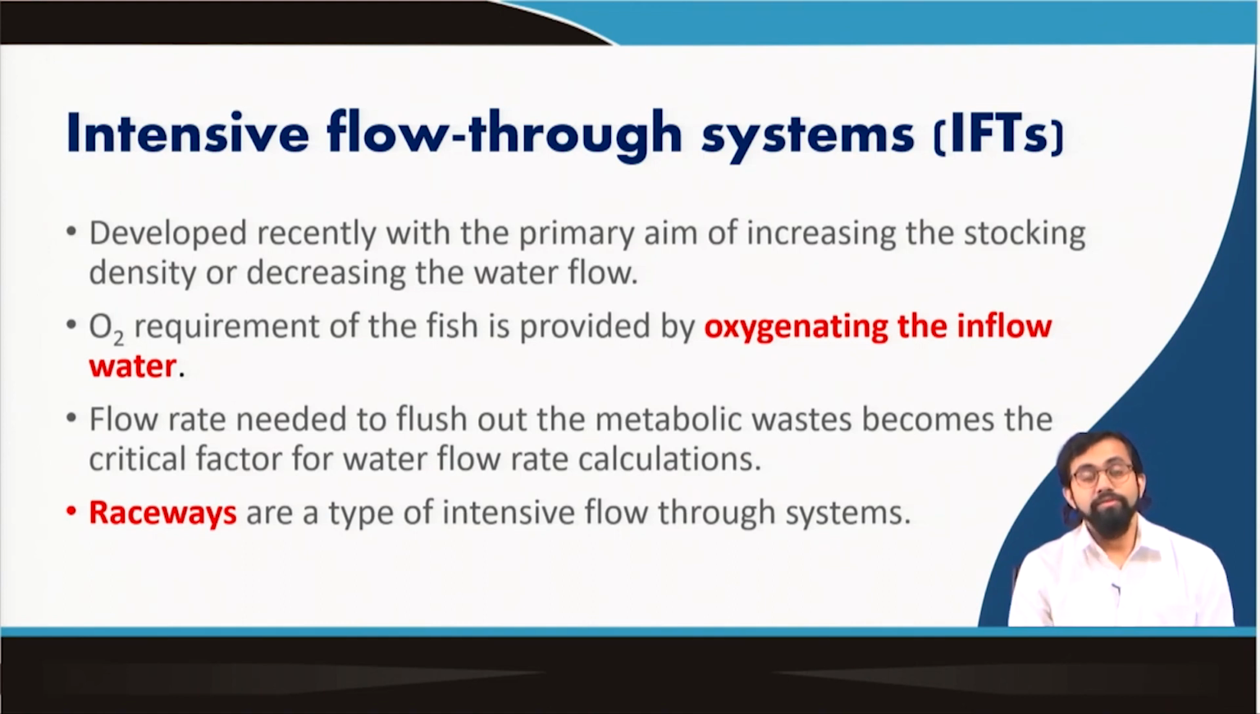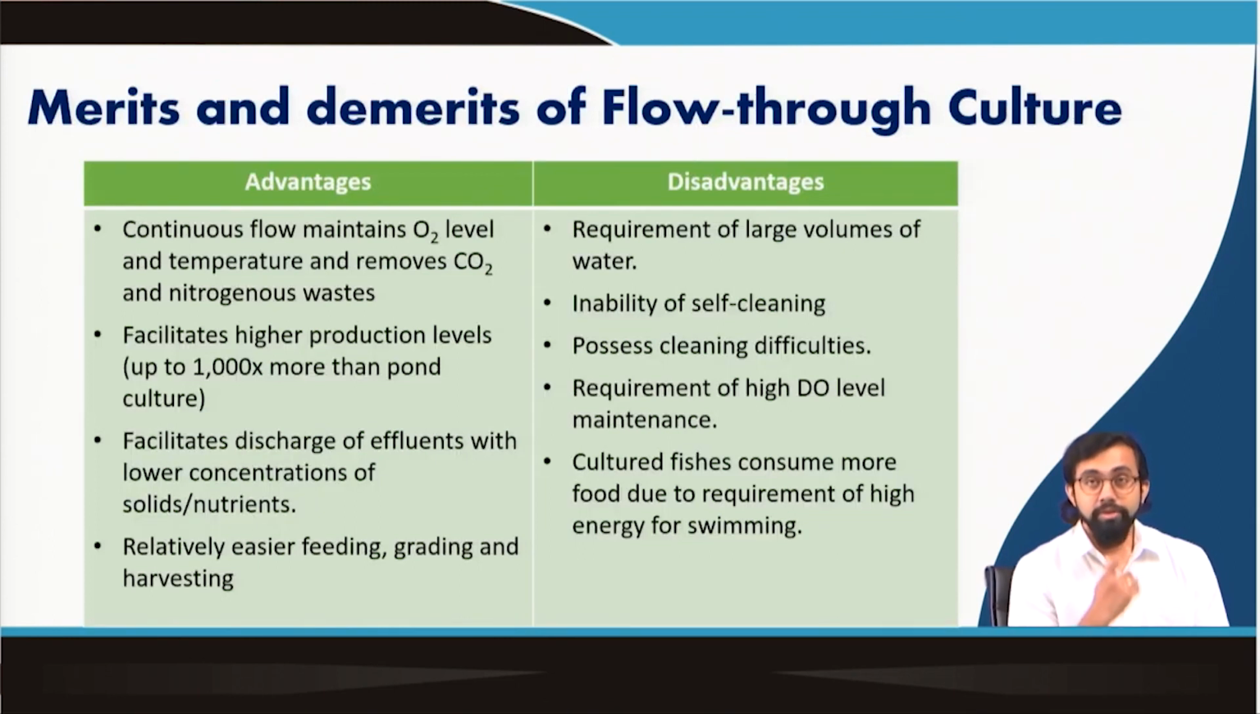Okay. The flow rate needed to flush out the metabolic waste becomes the critical factor for water flow rate calculations. So that is very important, and we need to make sure that the flow rate needed to flush out the metabolic waste is in the design calculations. Okay. The raceways are actually a type of intensive flow through system. So this raceway that we normally design is a typical example of the intensive flow through systems.